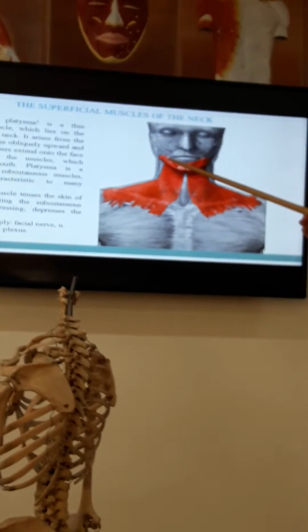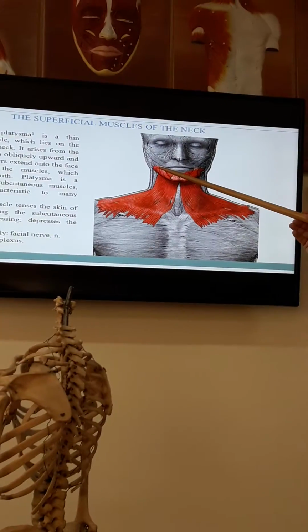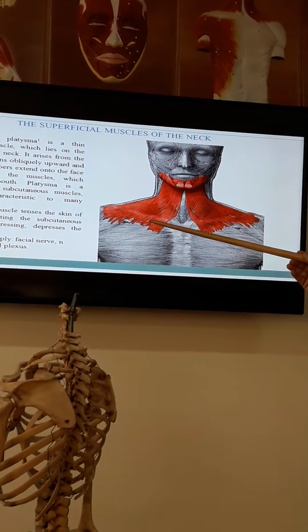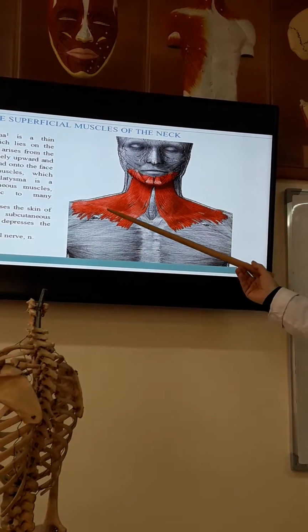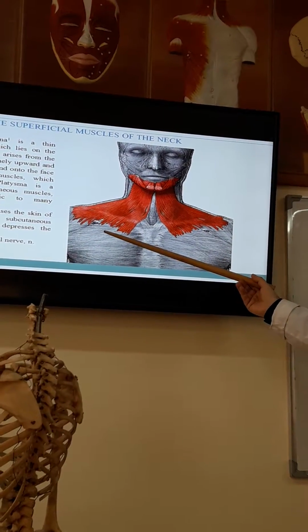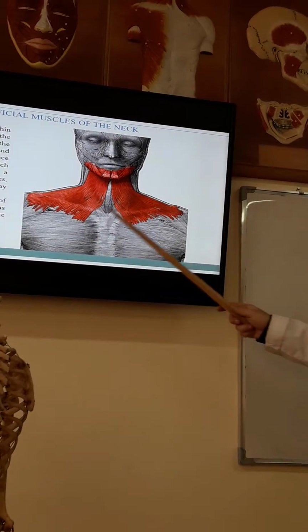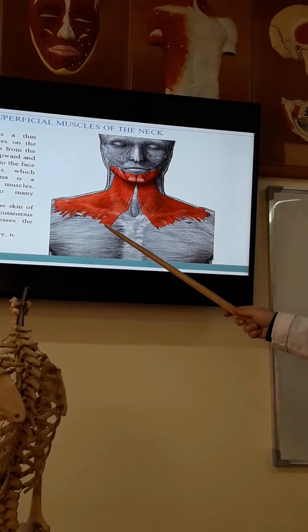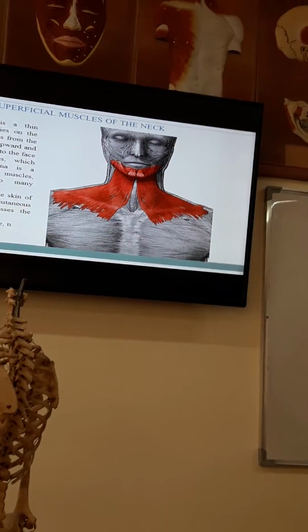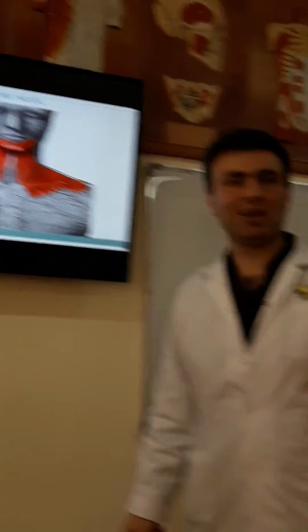You can see that it starts in the lower part of the face region. It traverses the whole neck region, and finally it finishes in the upper part of the thorax region. It reaches the level of the second, third rib, sometimes the clavicle. What is the function of this muscle, guys?